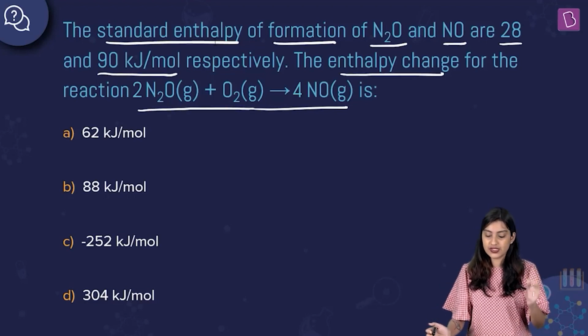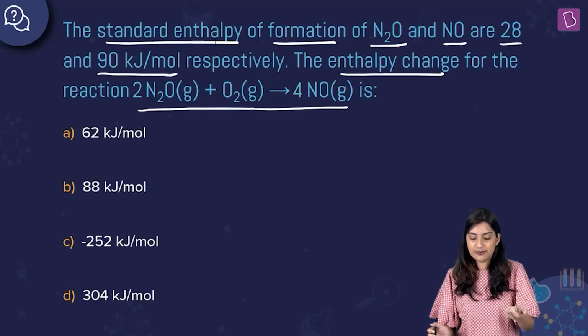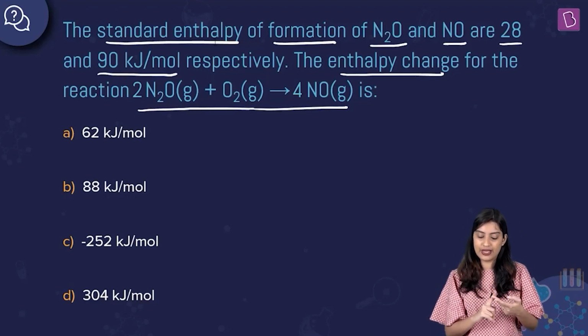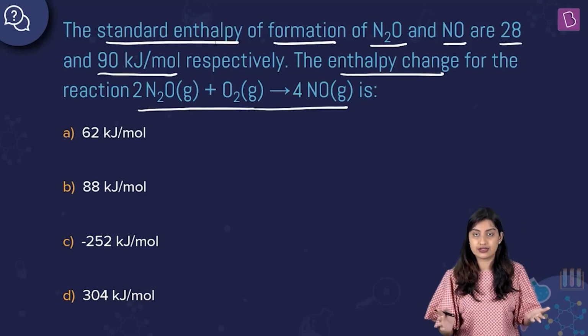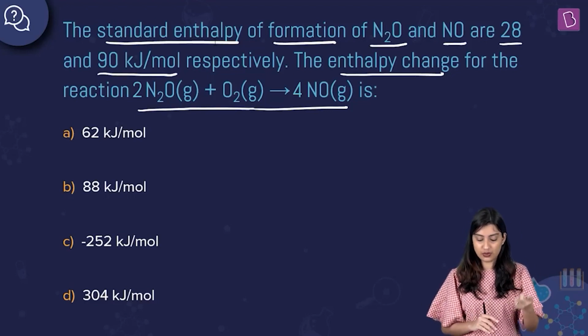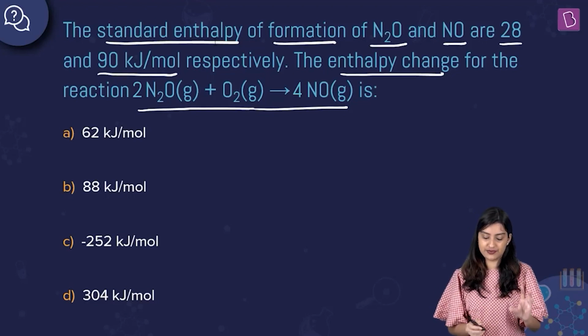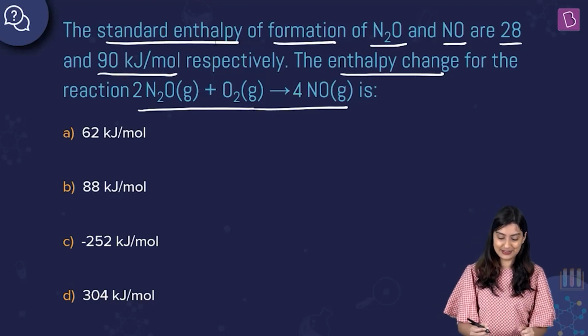Okay. So see, they've given you standard enthalpy of formation of N2O, NO, and you know that for oxygen it's going to be 0 because oxygen is already in its standard state. Okay, so that's going to be 0. You can find out the enthalpy change of the reaction. Okay, so let's get started.